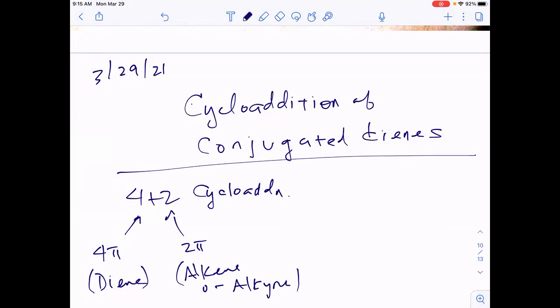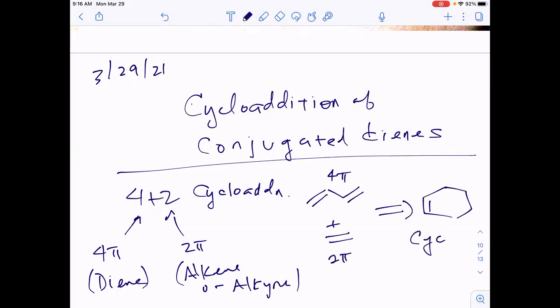So the 4+2 is exactly that. You take a conjugated 4 pi system, which looks like this, and then you take a 2 pi system, which in most cases is going to be some type of alkene. When you put them together, and I'm not showing the mechanism right now, just the outcome, you get a 6-member cyclohexene. So 4 pi plus 2 pi, you get a cyclic alkene.